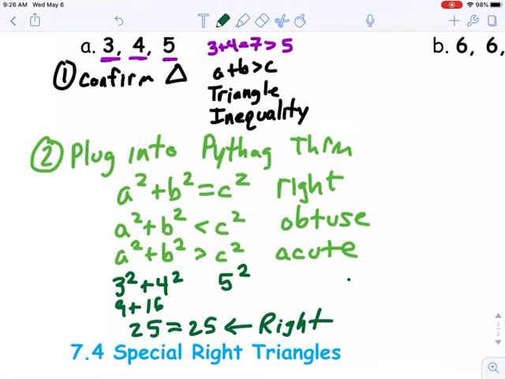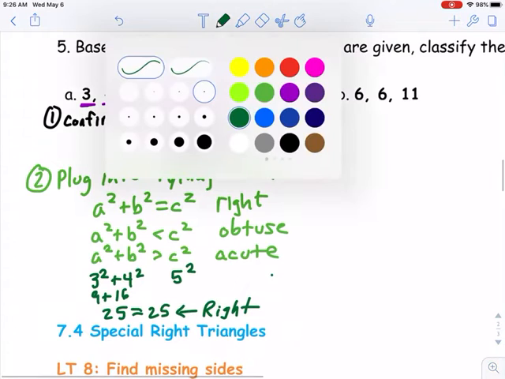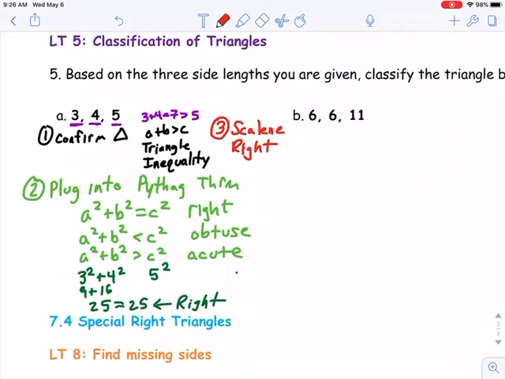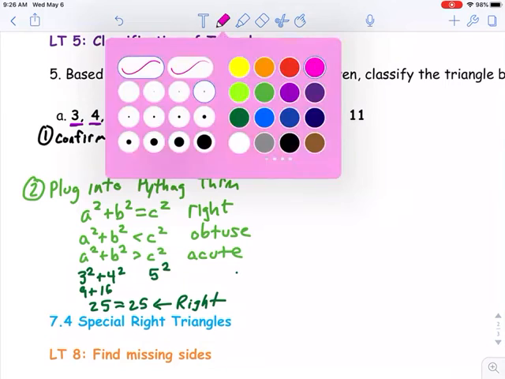So Pythagorean theorem held to be true, so that means it's a right triangle. So I guess the last thing to do is just answer the question. All three sides are different, so it's scalene. And then Pythagorean theorem worked, so it's a scalene right triangle, or a right scalene.